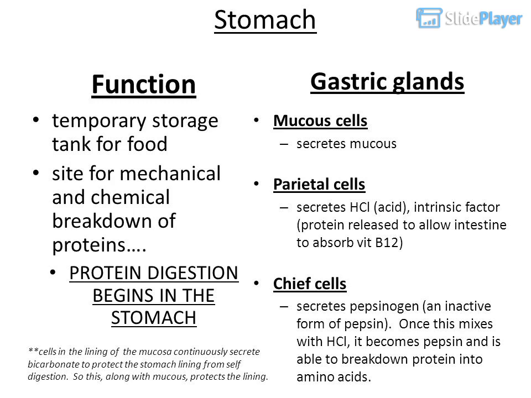The stomach is a temporary storage tank for food and the site for mechanical and chemical breakdown of proteins. Protein digestion begins in the stomach. Cells in the lining of the mucosa continuously secrete bicarbonate to protect the stomach lining from self-digestion. So this, along with mucus, protects the lining.